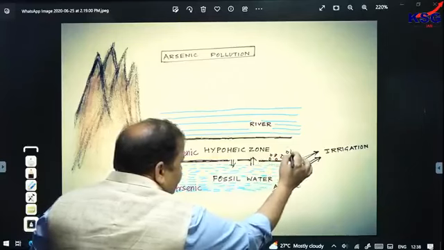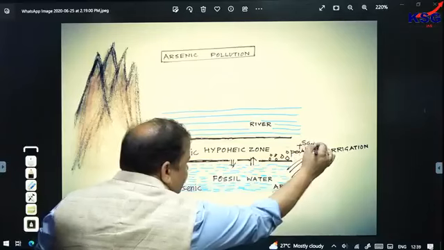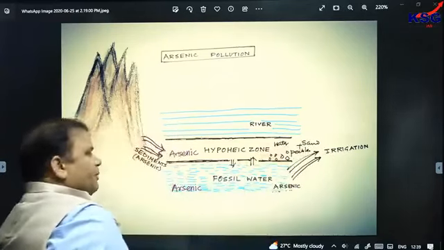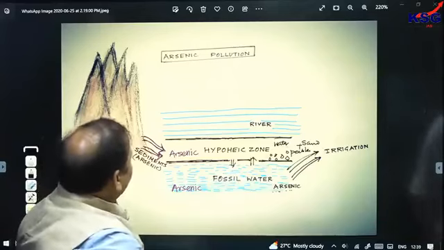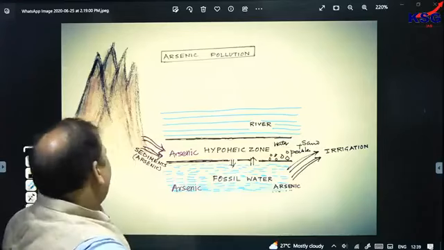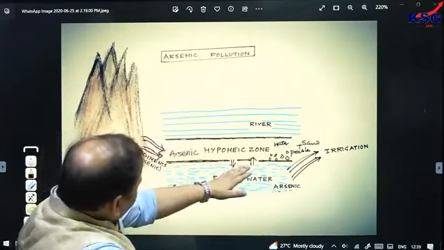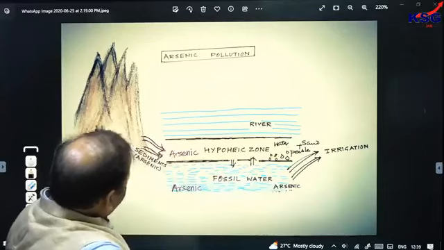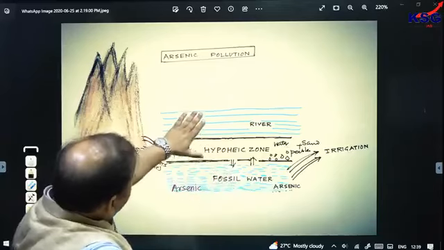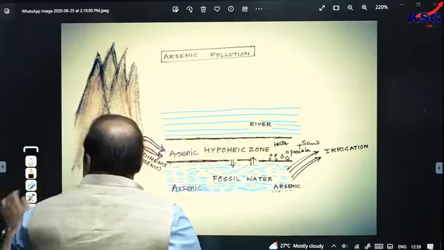It consists of sand also, and it also consists of water. So pebbles are present, sand would be present, and also water would be present. When the river originates, less water would be present in the upper part, and more water in the hyporheic zone. But when the river reaches the plains, more water would be present in the upper part and less in the hyporheic zone. Clear?